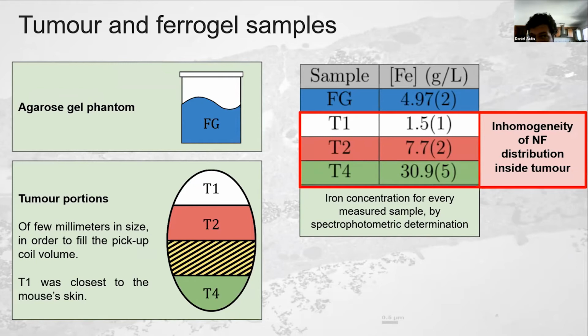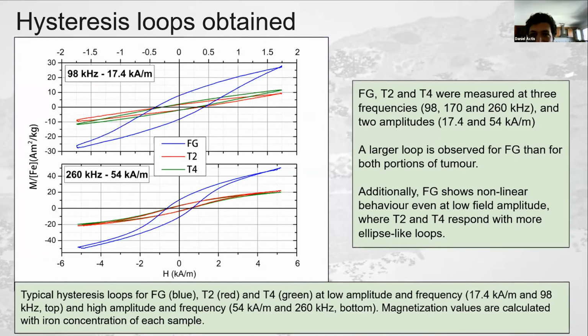For the electromagnetic SAR measurements of these samples, we picked 3 frequency configurations, 98, 170, and 260 kilohertz, and 2 field amplitudes of 17.4 and 54 kiloampere per meter.